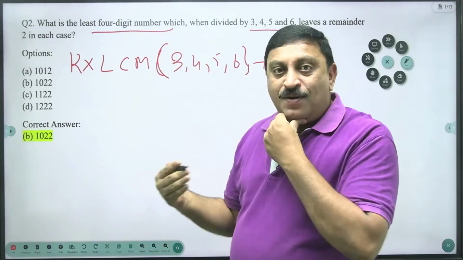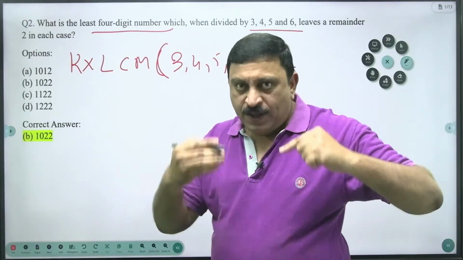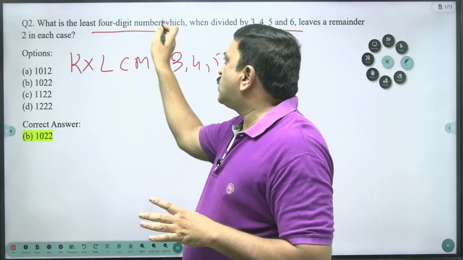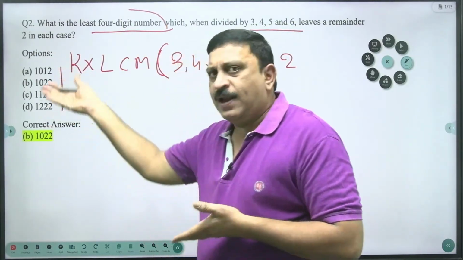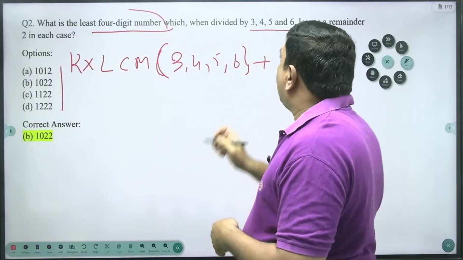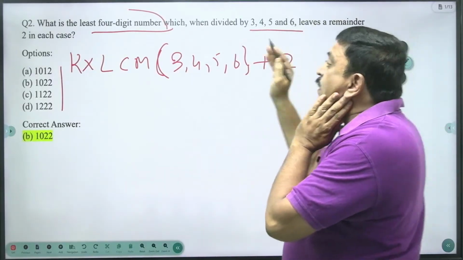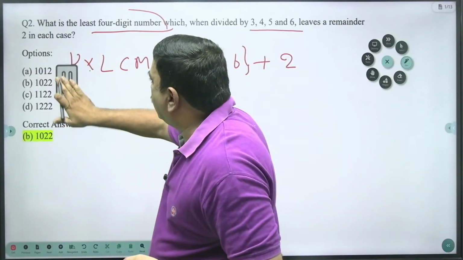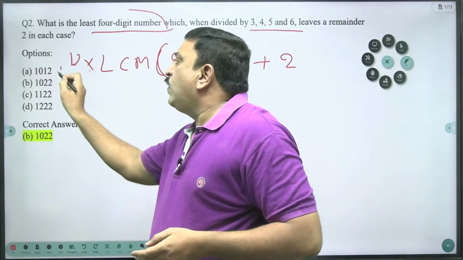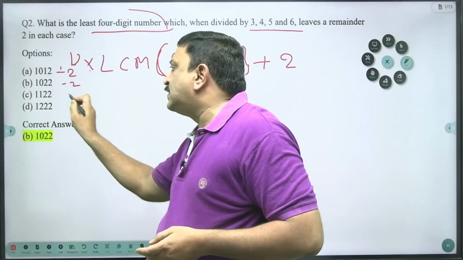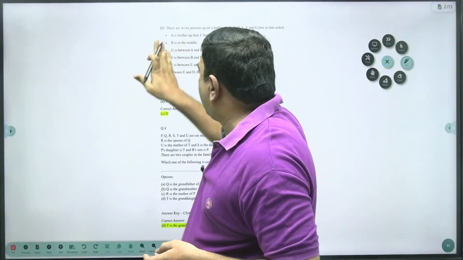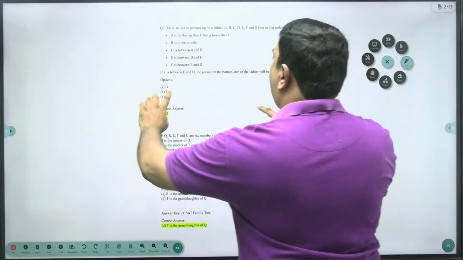But when it comes to normal aptitude, how we in the MVC interpret this question is, we need the least 4-digit number, no doubt that it is nearly 1000, okay? Which when divided by 3, 4, 5, 6 leaves a remainder 2 in each case. We remove 2 from all of them. I don't want to go with the formula, right?